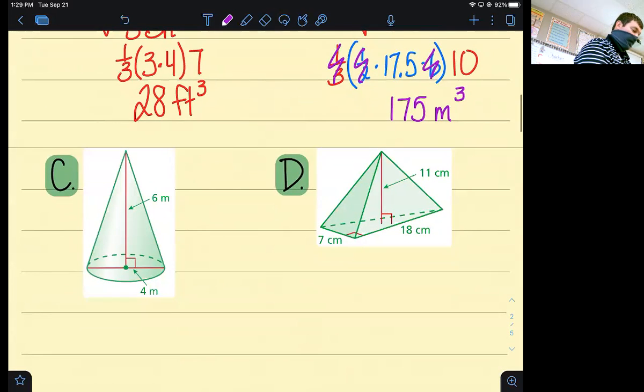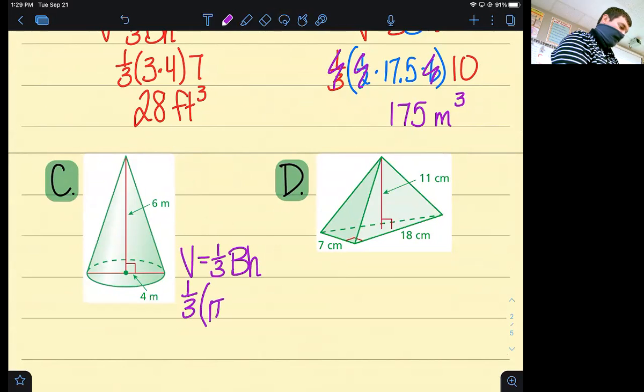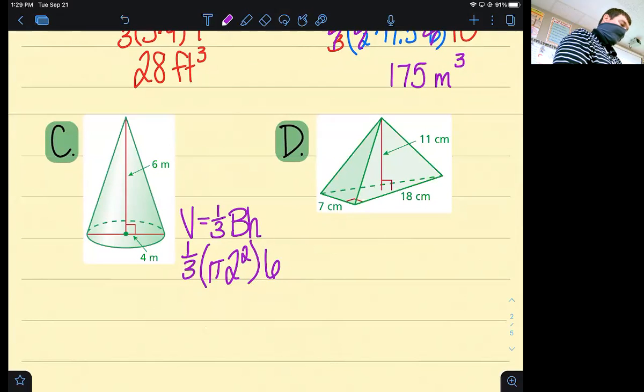Now we have a cone. Cones use the formula 1/3 BH, just like all the other pyramids do. It's just that B is going to change to the circle formula, which is pi times radius squared. Jace, what's the radius of our circle? 4. Not 4, that's the diameter, 2. Okay. And then the height of the cone is going to be 6. Dawson, what's 2 squared? 4. And what's 4 times 6? And what's 1/3 of 24?